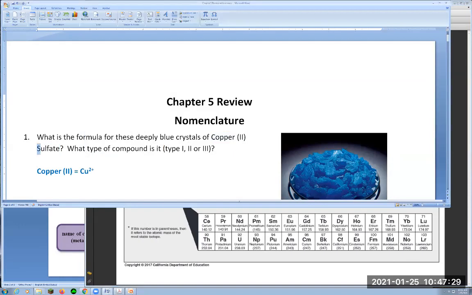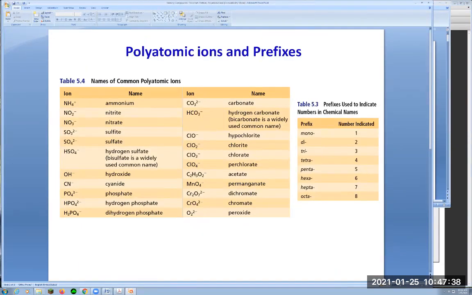Next, we have sulfate. You see the ending in -ate, and so that tells you it's a polyatomic ion. If you look at the list of polyatomic ions, there are different kinds of endings, and the most common ones are -ate or -ite.